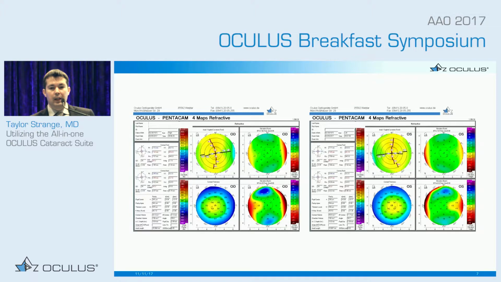Looking at her, what we're so used to with people here that have had Pentagram is just looking at her refractive maps of her right and left eye, and she's got pretty regular with-the-rule astigmatism and good corneal thickness.